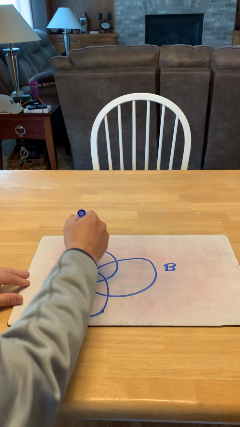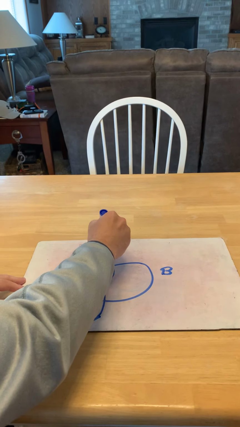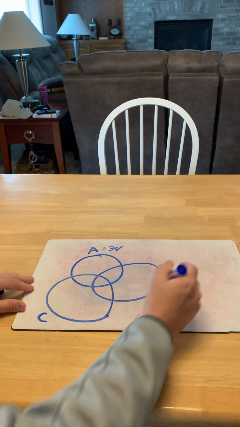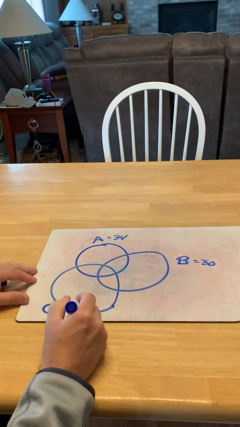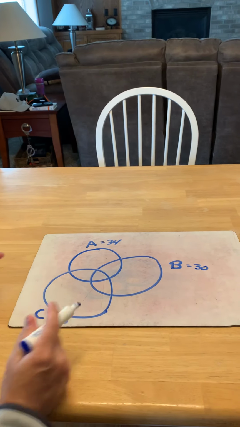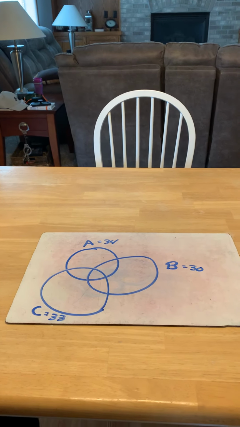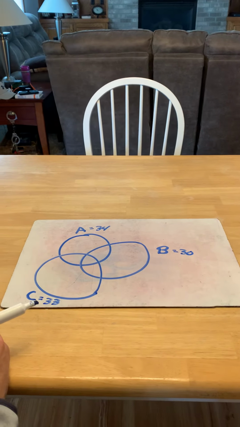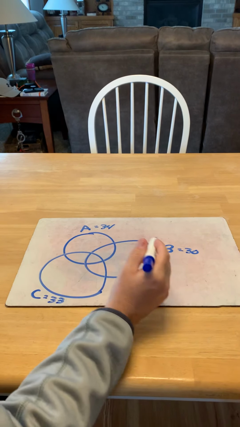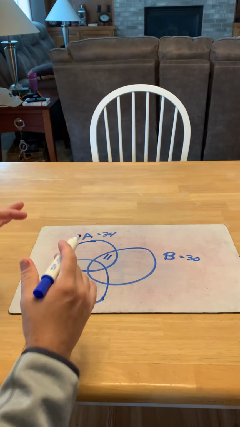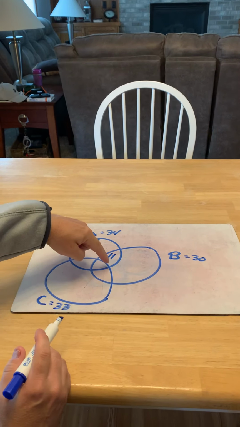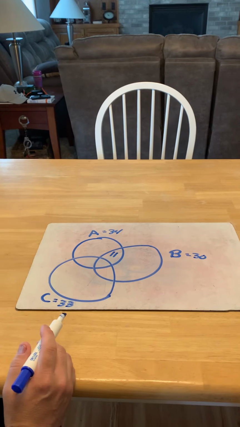We know that this number right here is 34. We know that the bananas is 30. We know that the cantaloupe is 33. And then it gives us some interesting stuff here. We know that 11 like apricots and bananas. And so that's this little slice right here where they overlap. But notice that it's not where all three overlap.